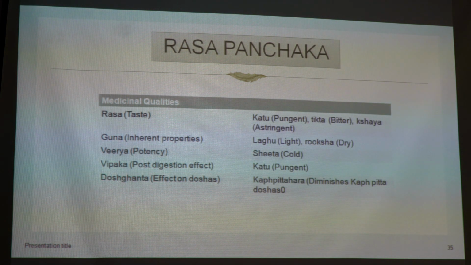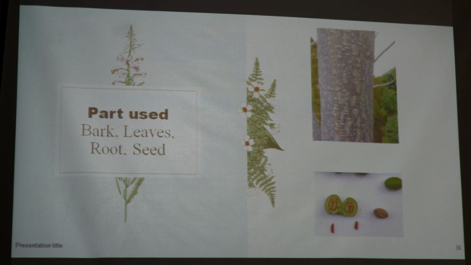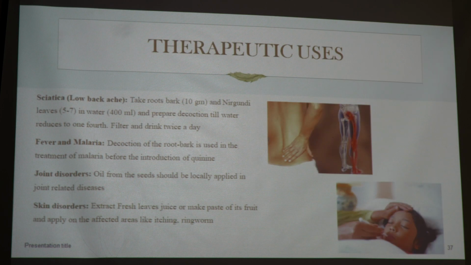Medicinal qualities. Its rasa is katu, tikta, kashaya; guna laghu, ruksha; virya sheeta; vipaka katu, and it also diminishes kapha and pitta doshas. Its parts used are bark, leaves, roots, seeds. Basically all the parts are used for medicinal purposes.